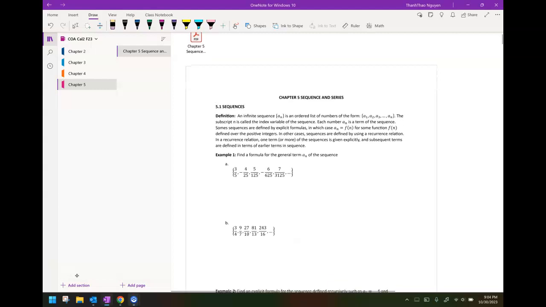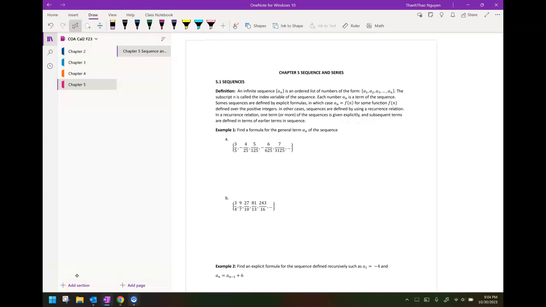Example 1. Find the formula for the general term a sub n for the sequence that is given. Note that here all the numbers in the numerator are increasing by 1. The numbers in the denominator are powers of 5. So a sub n equals n plus 2 divided by n to the 5th.